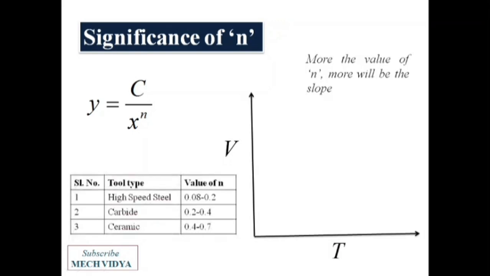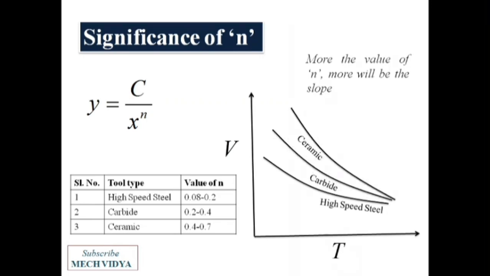Now if we consider this table, we have different tools with different values of n. If I plot the curves for each of these tools, I will get something like this. High speed steel, which has the lowest value of n, will have less slope, followed by carbide, and the maximum slope will be obtained in the case of ceramic, since the value of n for ceramic is the highest.